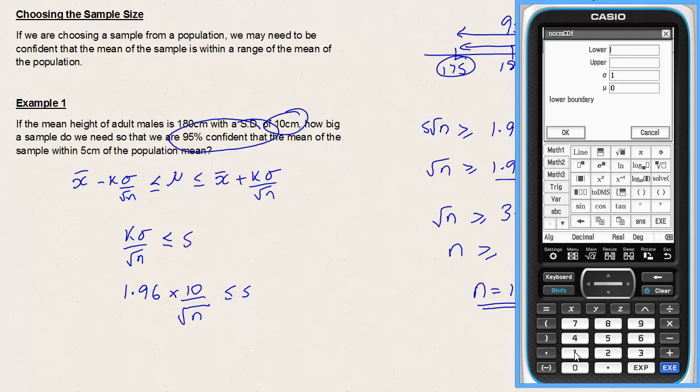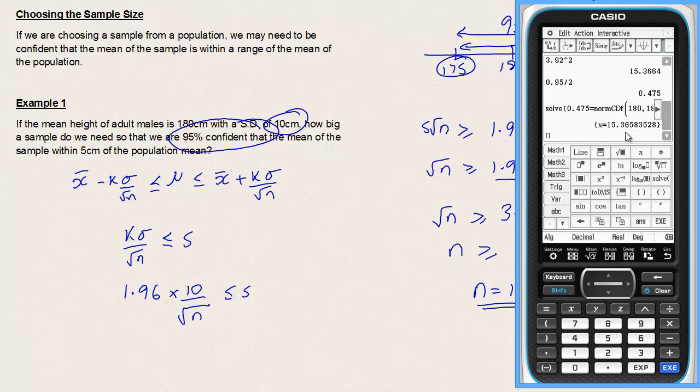and then go from the mean, which is 180, to the upper, which is 185 if we want a width of 5, and in this case sigma, we were told, was 10 for the population, so that's going to be 10 divided by the square root of the size of the sample, which I'll call x here. And mu is 180. And then we'll click OK. And it solves, and we get the 15 again, which we round up to 16.